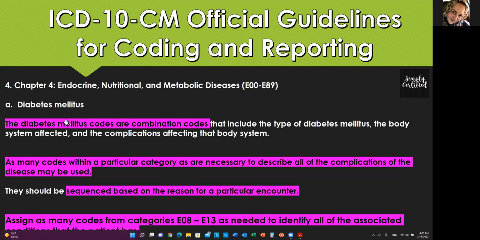So for your convenience, at the beginning of this presentation, I put the guidelines. And I'm kind of annoyed because I can't get my taskbar to go away. I can't find that little hide the taskbar option.